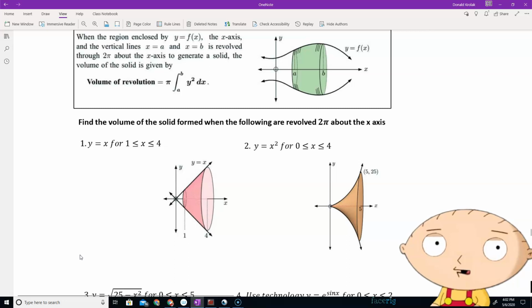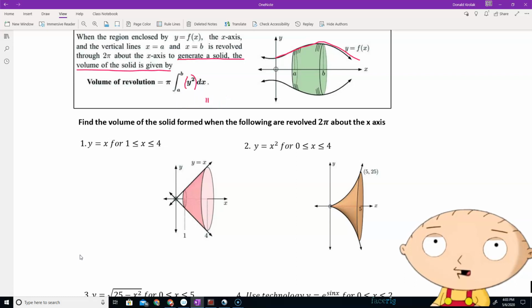So our formula for finding the volume of a solid is pi times the integral from a to b of the function that generates our solid. Now this is the function y equals f of x. So this is the same thing as me just writing f of x squared. That's the radius of each one of the disks times pi.